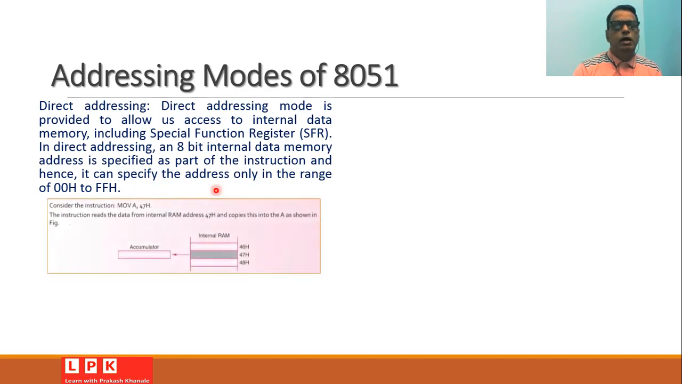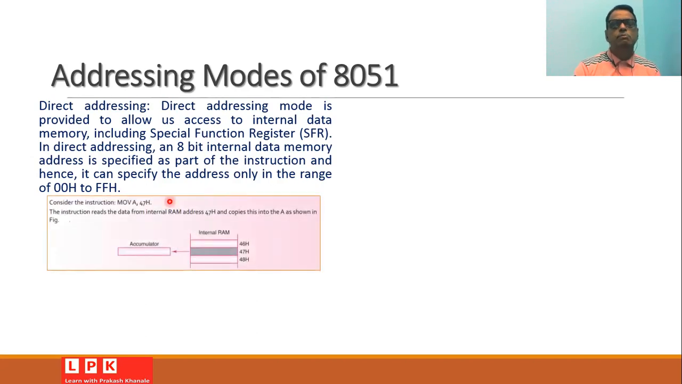So one can make use of instructions such as, for example, if we write the instruction MOV A, 47h, then one can easily observe that the address of the memory is a part of the instruction itself, 47h in this case. So whatever is the content of memory 47h, which is part of the internal RAM, is being moved to the accumulator. Such addressing is called direct addressing. Direct addressing indicates that the memory location address will directly appear in the instruction itself.